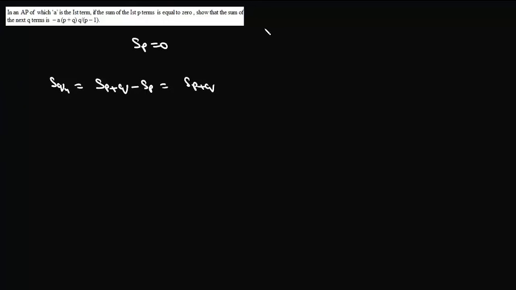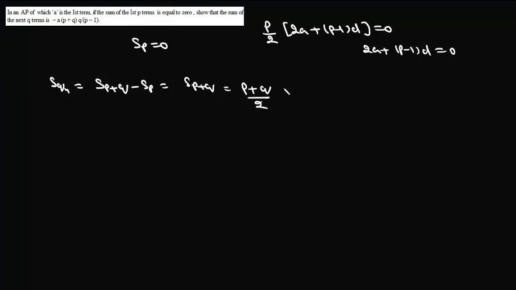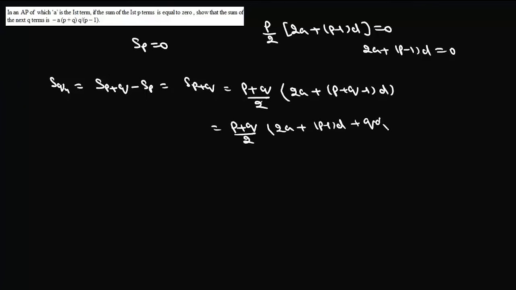Now if S_p is 0, we can write p by 2 into (2a plus (p minus 1) into d), it should be 0, or 2a plus (p minus 1) into d will be 0. Now S_(p plus q) is (p plus q) by 2 into (2a plus (p plus q minus 1) into d), which we are going to write as (p plus q) by 2 into (2a plus (p minus 1)d plus qd).